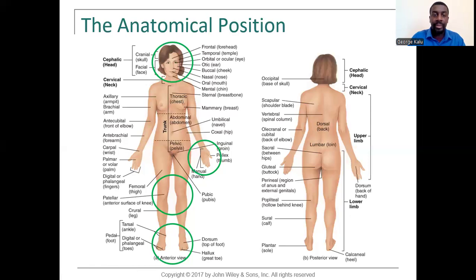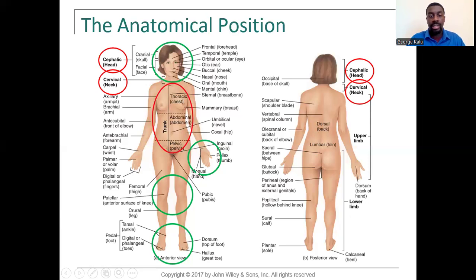Okay. Now we also have regional terms. Okay? So these regional terms are going to help us determine what structures are in different parts of the body or what parts of the body we're talking about. Okay. So the cephalic region is going to be referred to as the head. Okay. The neck region, the anatomical term for that is the cervical region. Okay. The trunk is made up of the chest, the abdomen, and the pelvis.